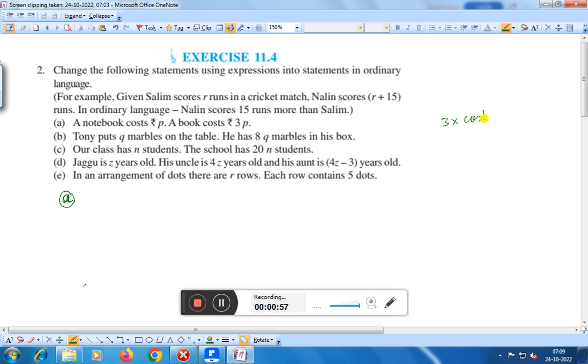That is, the cost of the book is equal to 3 into the cost of a notebook. Therefore, we can say that a book costs 3 times the cost of a notebook, right?